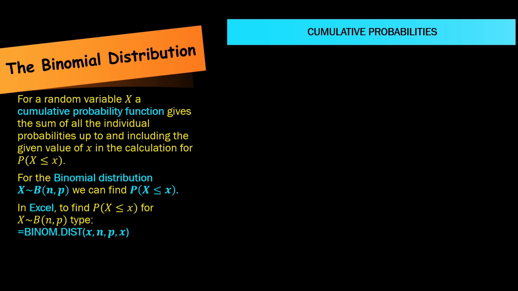So far, in Excel and from our tables, we've looked for the probability that x is less than or equal to a little x for our variable capital X distributed binomially with certain parameters. And as you can see, that formula is on your screen, which we would type in Excel.